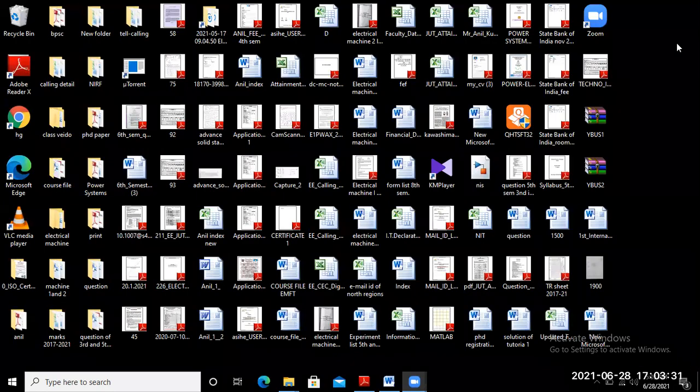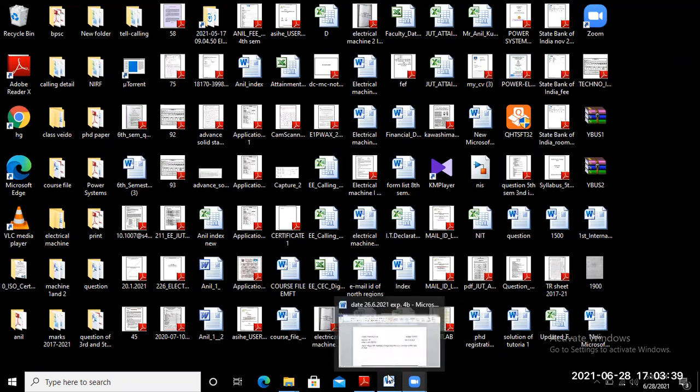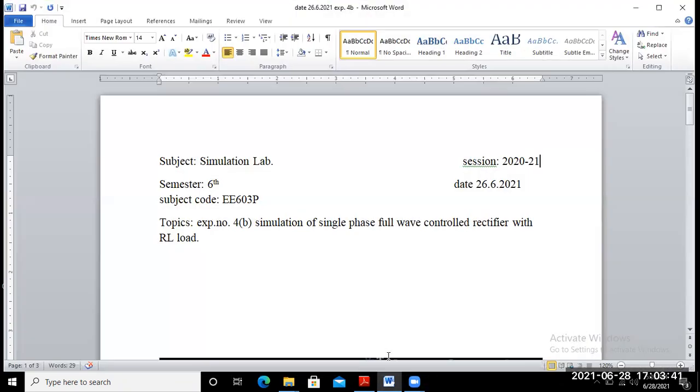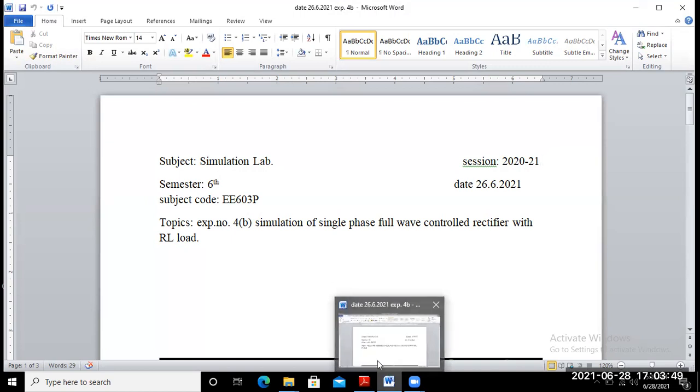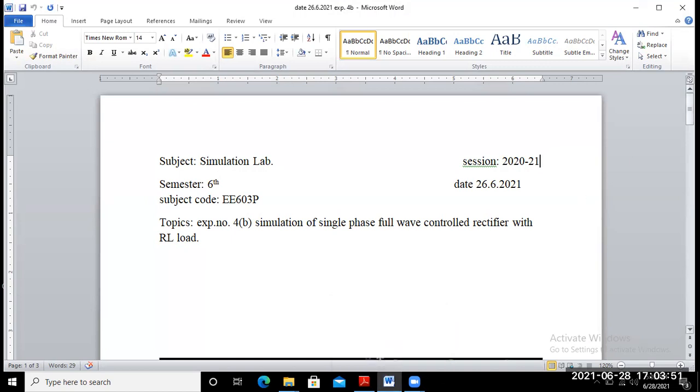So, just wait. Yeah, oh, fine. So rectifier, that means this one is not.